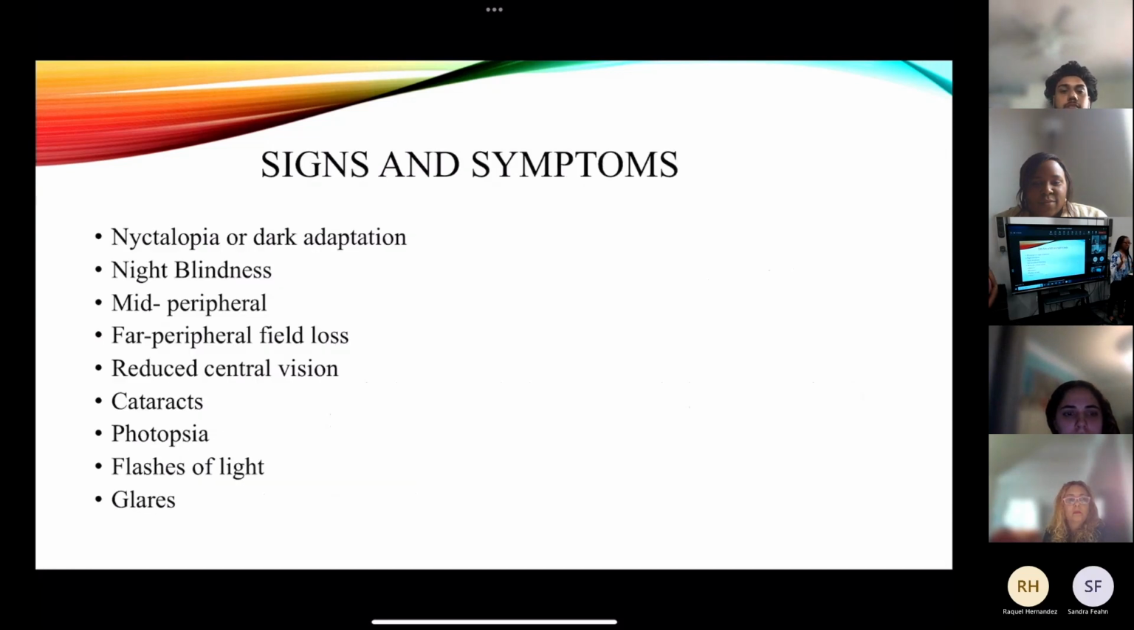As for the signs and symptoms, nyctalopia and dark adaptation can occur along with night blindness, mid-peripheral vision loss, far peripheral vision loss, reduced central vision, cataracts, photopsia, flashes of light, and glare.